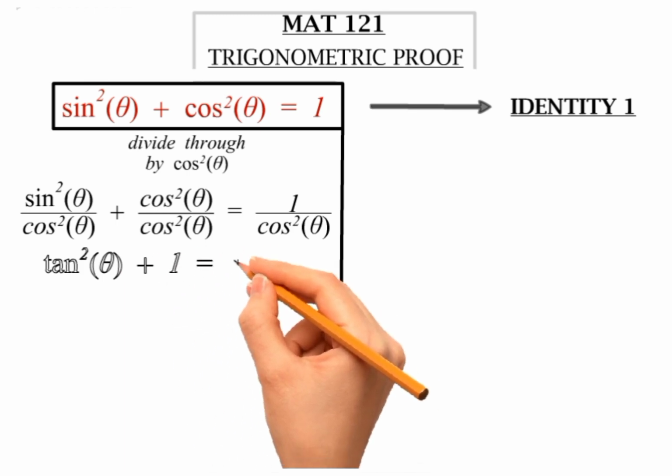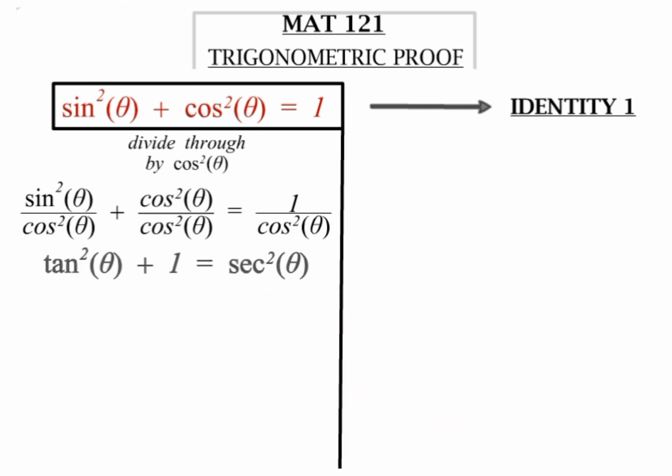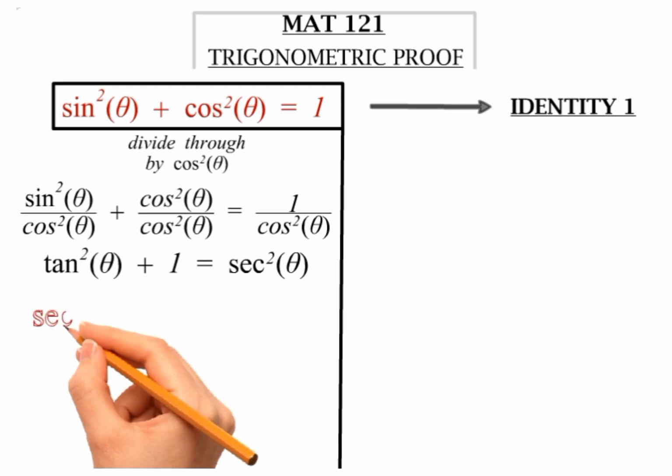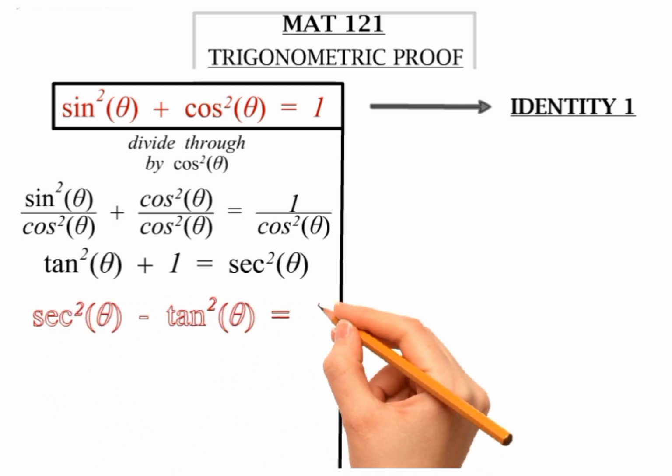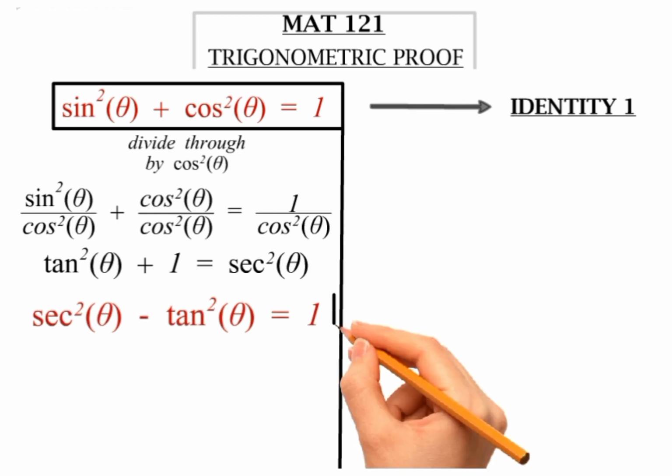Tan square theta plus 1 equals sec square theta, which gives sec square theta minus tan square theta equals 1. This is another beautiful identity. Label it as identity 2.